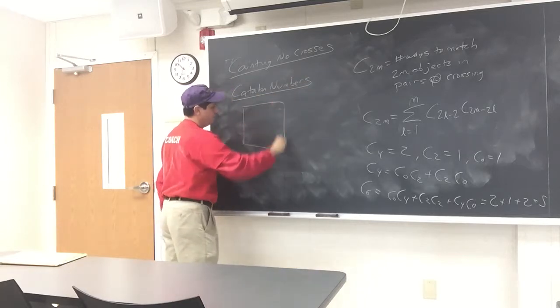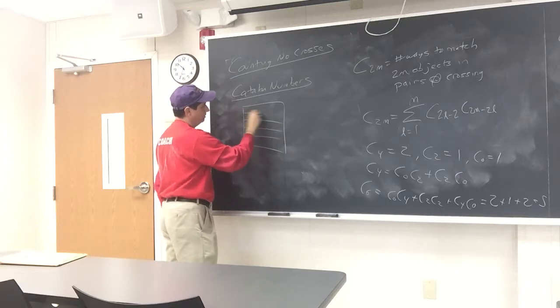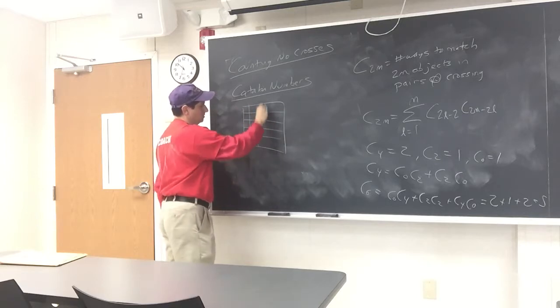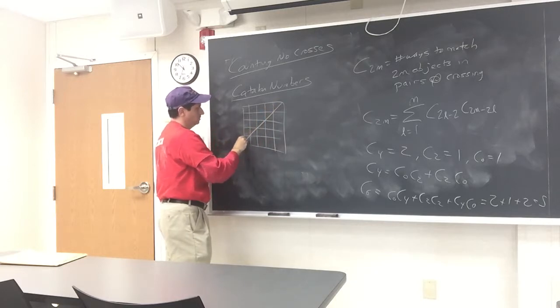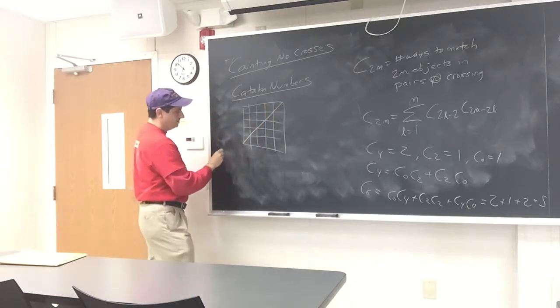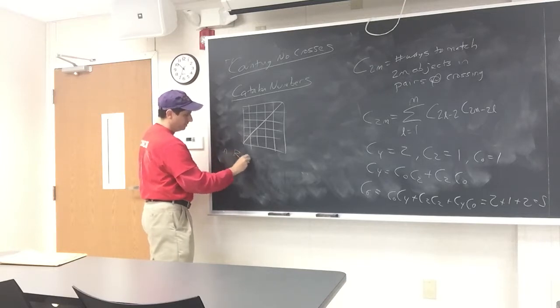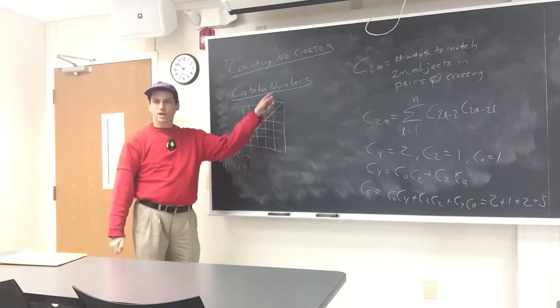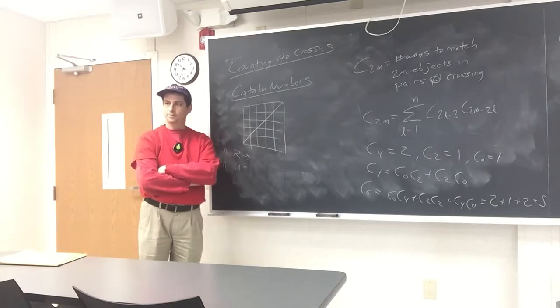So, here's what we have. 1, 2, 3, 4. And I want to know, I have n moves going to the right. I have n moves going up. How many ways can I walk from the bottom left to the upper right without crossing the main diagonal?